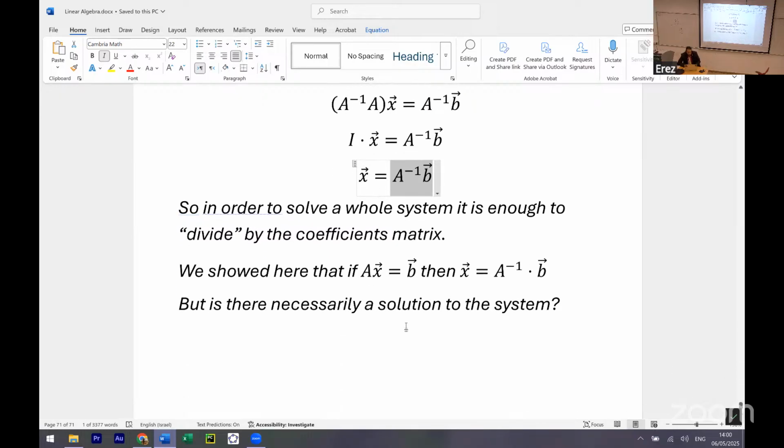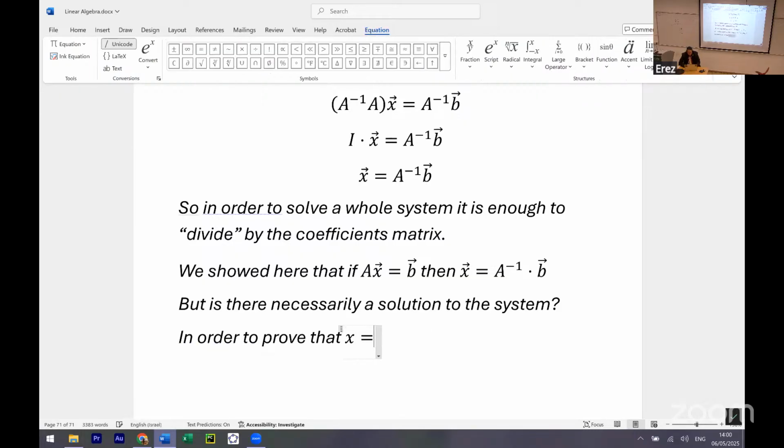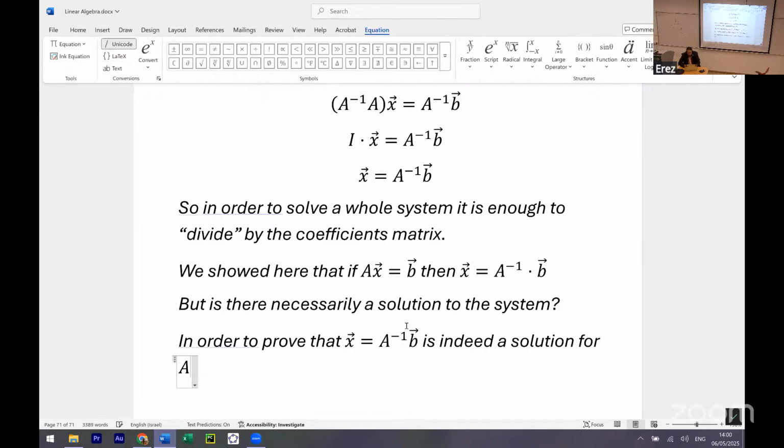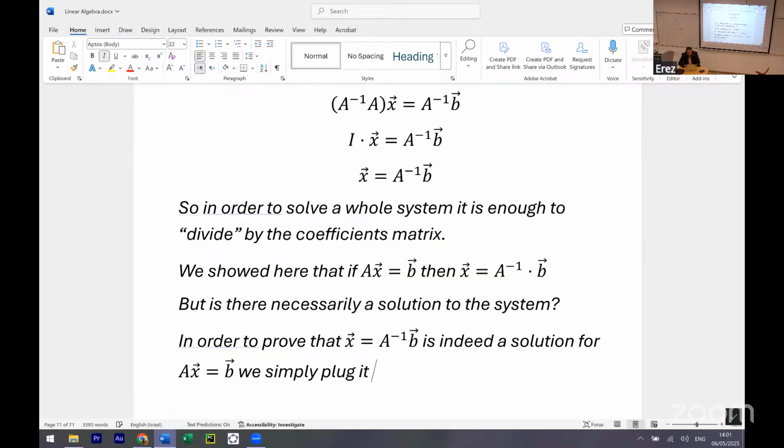In order to prove that X equals A minus 1 B is indeed a solution for AX equals B, we simply plug it in. And we get A times A minus 1 B.